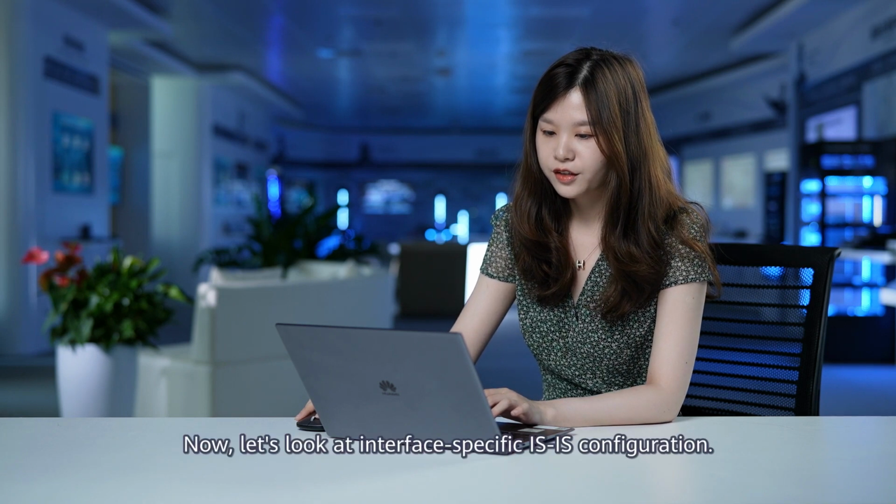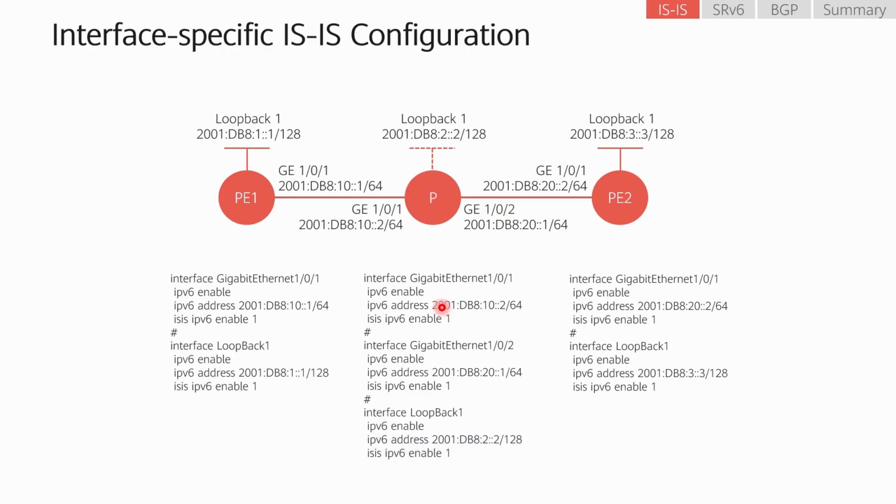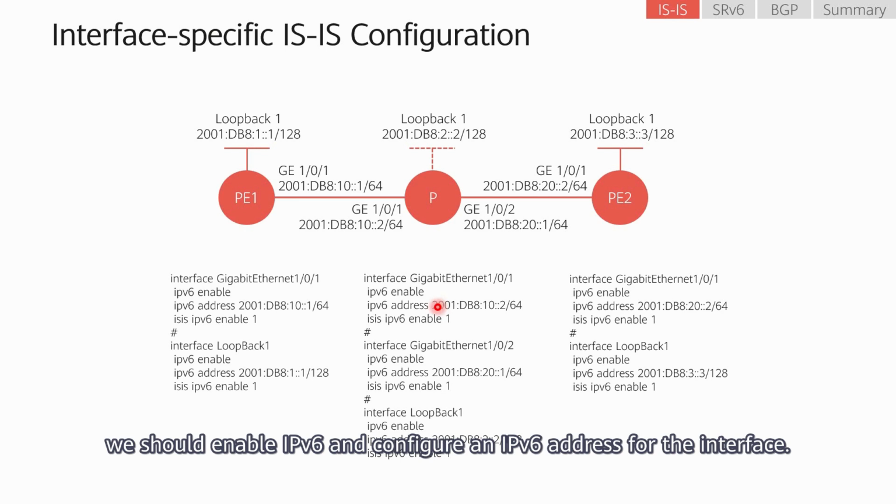Now, let's look at interface-specific IS-IS configuration. IS-IS is a link-based protocol similar to OSPFv3. However, it's different from OSPF. This is because OSPF is a subnet-based protocol that requires the network command to be used to enable a specific subnet. As IS-IS is based on links between interfaces, it needs to be enabled on the specified interfaces. Before enabling IS-IS on an interface, we should enable IPv6 and configure an IPv6 address for the interface.